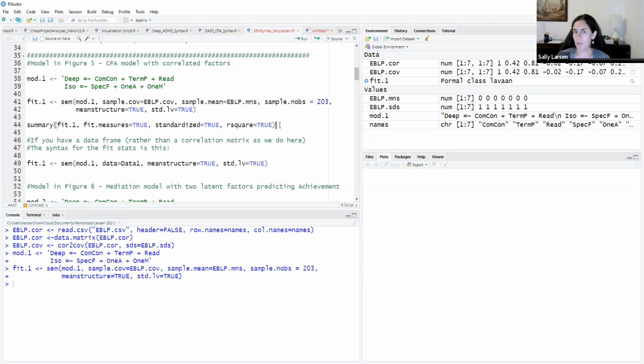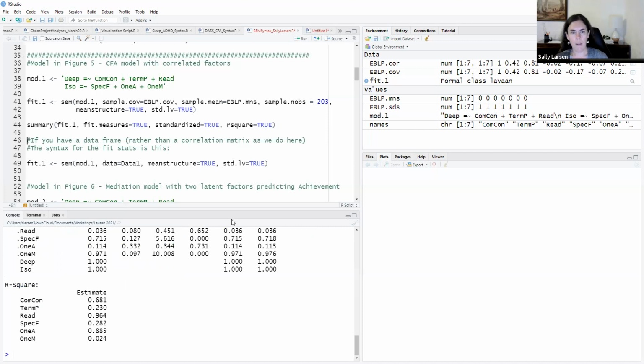So you just need to also run this second line here, which gives you a summary of the fit statistics that you've just created. So fit measures equals true will give you the fit statistics that are really common to structural equation models, and we'll have a look at what those are. Standardized equals true gives you standardized coefficients as well as unstandardized coefficients. And then the R-square gives you R-square values, which have a little bit of a different meaning in structural equation models than in regular regressions.